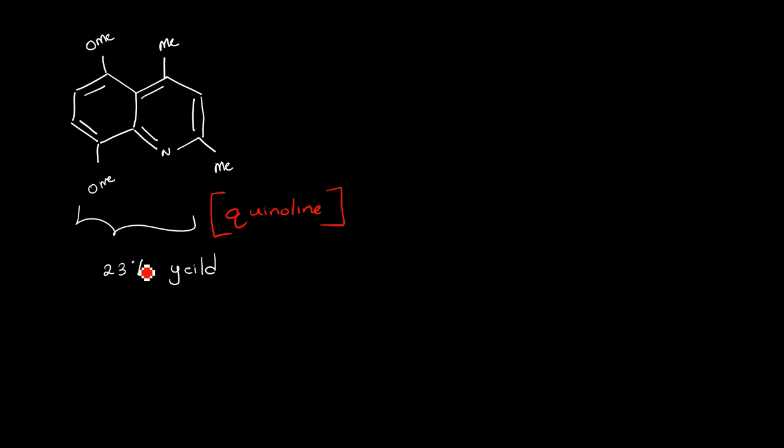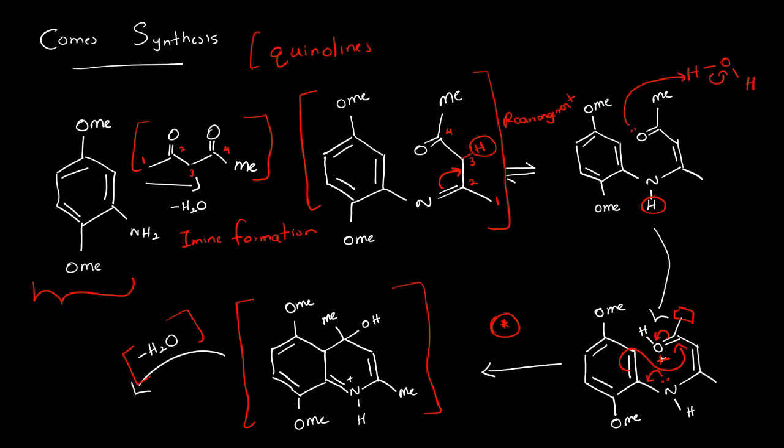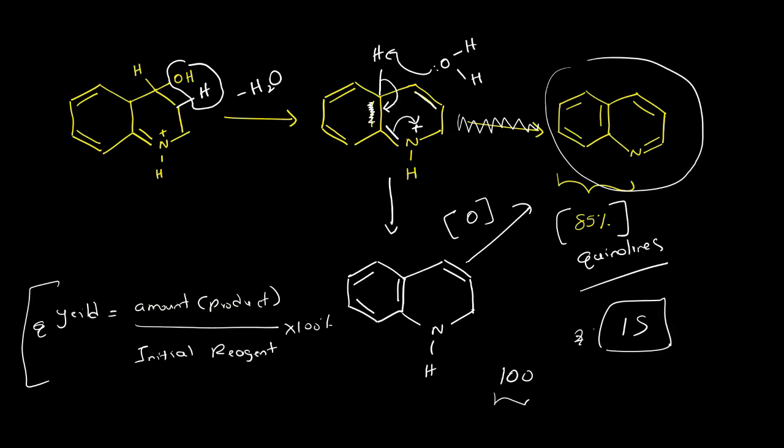The important thing regarding this Combes synthesis is we have relatively very low yield. As you can see, 23% yield we have from the Combes synthesis. If you remember our previous video, which we talked about the Skraup synthesis, right? Here, this is the Skraup synthesis. We had 85% yield. So that's remarkable compared to the Combes synthesis.